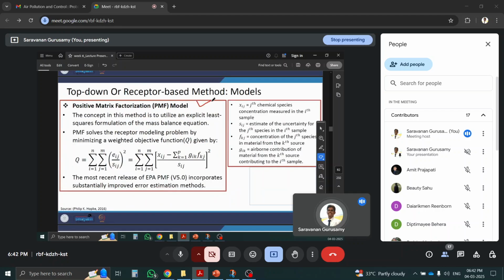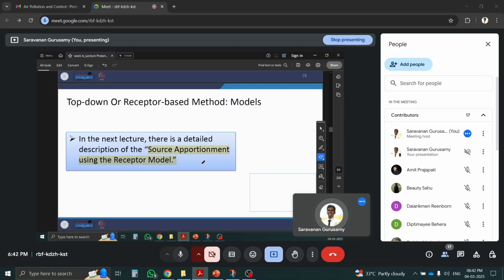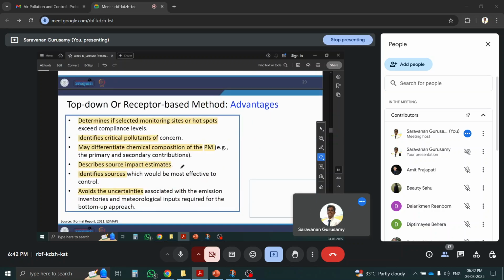This is the equation for the positive matrix factorization. And in the next lecture, we are going to see about the source apportionment using receptor model. Those problems and all we are going to solve. So now what is the advantage of this top-down method? It determines if selected monitoring sites are hotspots alone, it will determine not all the locations, and it identifies the critical pollution.